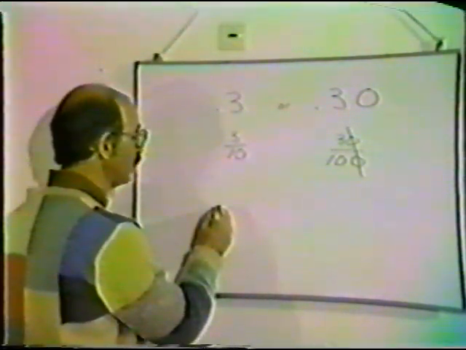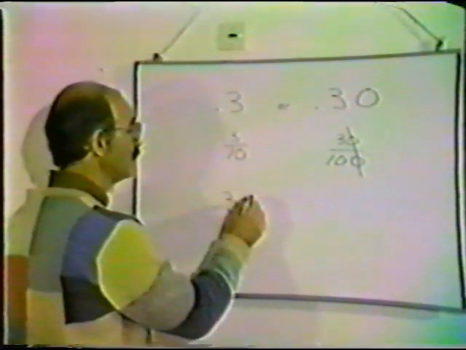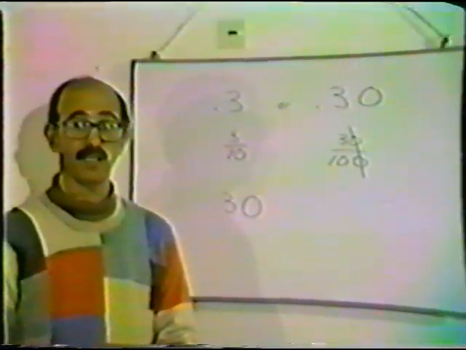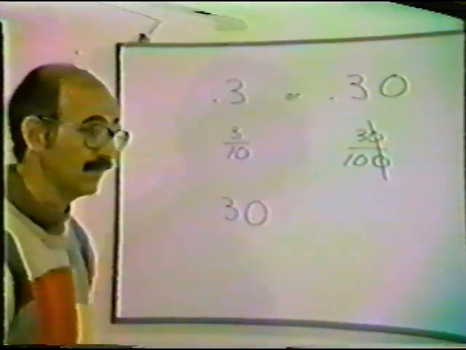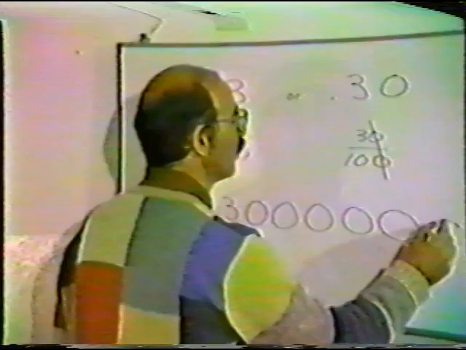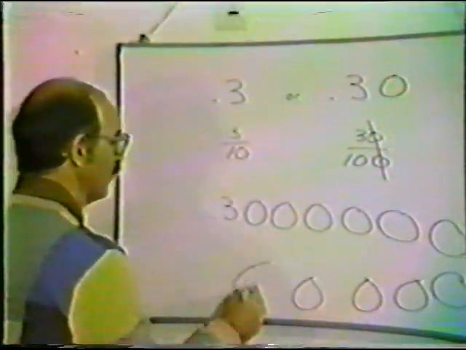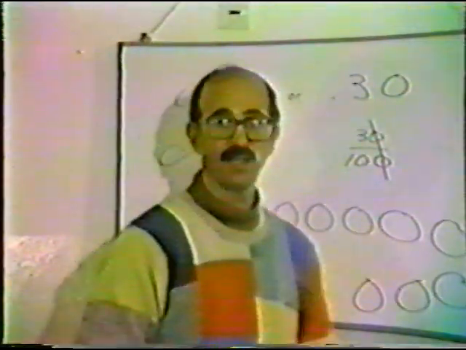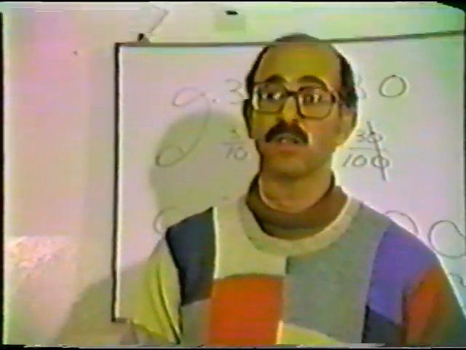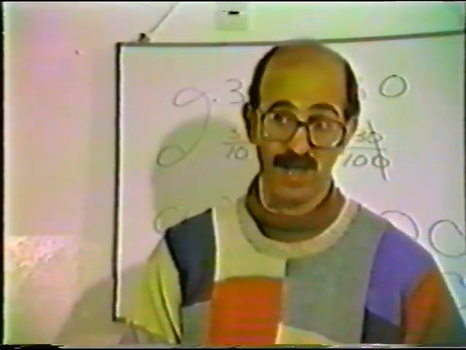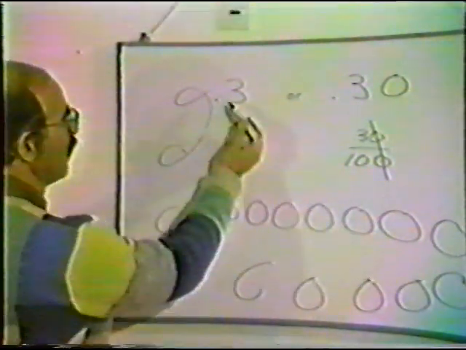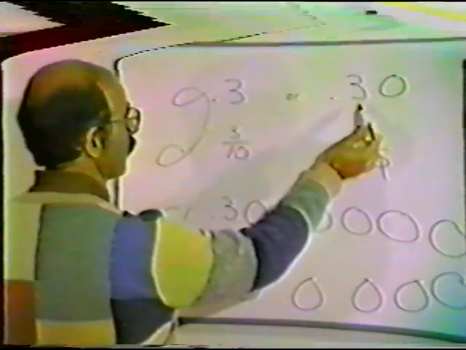So you say, Uncle Dan, you mean that 0.3 is the same as 0.30? And I say, yes, they are absolutely equal. And they're also equal to many others. You are allowed to add a 0 on the end of a decimal without changing its value. And sometimes it helps to do that, because it was difficult to compare 3/10 and 30/100ths.